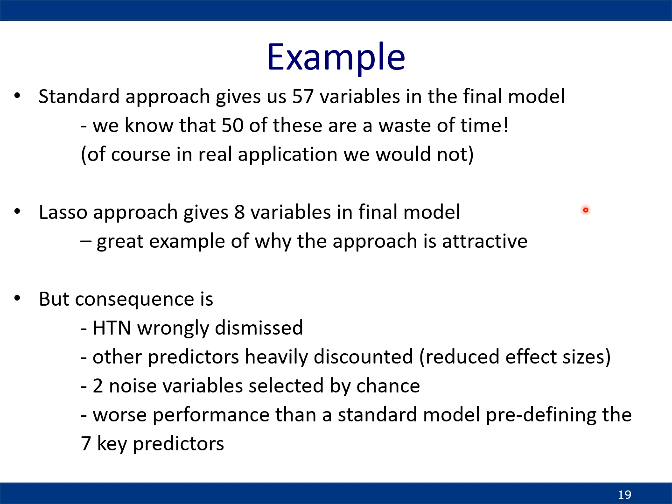So this is what this slide summarizes. The standard approach gave us 57 variables in the final model. The Lasso approach gives 8 variables in the final model. So it's a really great example of why it's attractive. But the consequence is it got rid of HTN, which is an important predictor. There are other predictors that remained that generally are important, but they were heavily discounted, with reduced effect sizes. 2 variables were entered by chance when they weren't actually important. And clearly, because the predictor effects are shrunk so far down, your Lasso model is going to have worse performance than the standard model if you'd actually predefined just those 7 predictors.